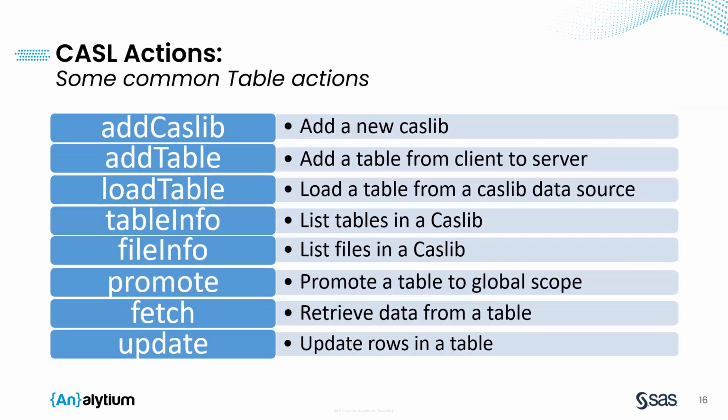We've got add CAS lib to add new CAS libs, add table, which obviously adds table, we'll load a table from the client to the server. We've got a load table, which will load a table from a CAS lib data source. Table info and file info, both will list tables or files in a CAS library.